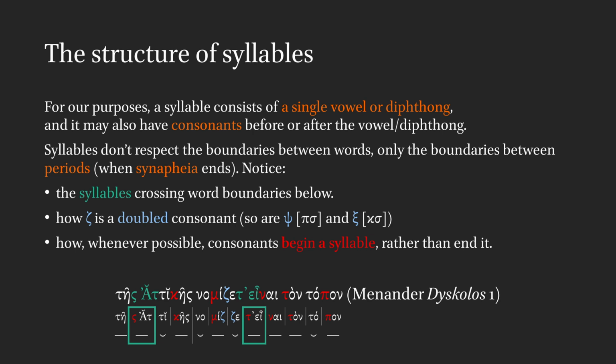In this example, pay attention to the syllables that are crossing word boundaries below, and how zeta is a doubled consonant. Psi and xi are also doubled consonants. Also, pay attention to how, whenever possible, consonants begin a syllable rather than end it. Te zati kes no mi zati nai ton topon. So the syllables there are te, zat, ti, kes, no, mis, ze, ti, nai, ton, to, pon.